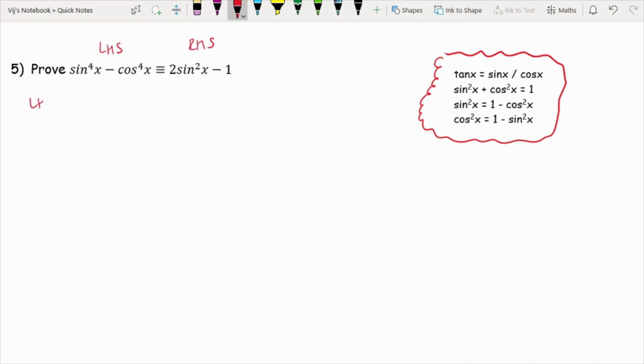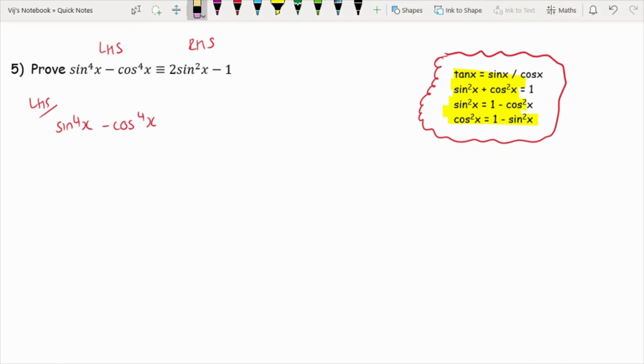Now looking at the left hand side, sine x to the power of 4 minus cos x to the power of 4 doesn't ring any alarm bells, because there's nothing here that's related to any of these trig identities. So the question is, what do we do? Well, one thing that you should be able to spot is the fact that 4 is a square number.